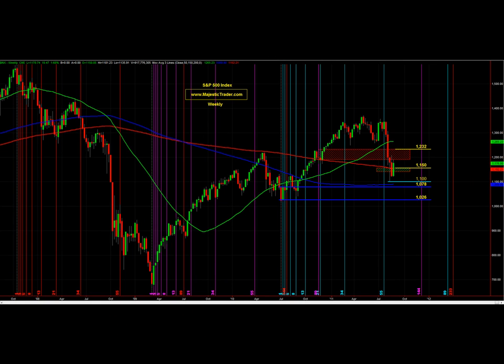Hi everybody, we are going to be doing our market forecast for September 2011. If you want more information, you can go to MajesticTrader.com. We are looking at the weekly chart of the S&P 500 index.